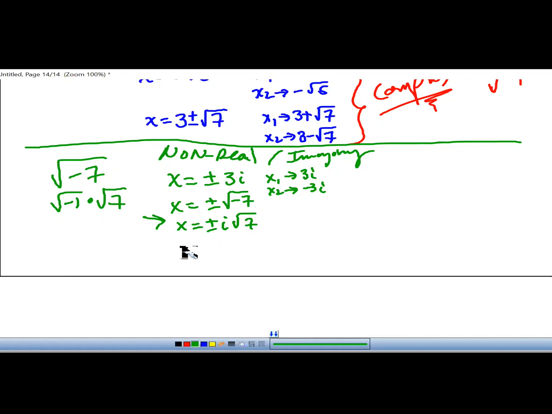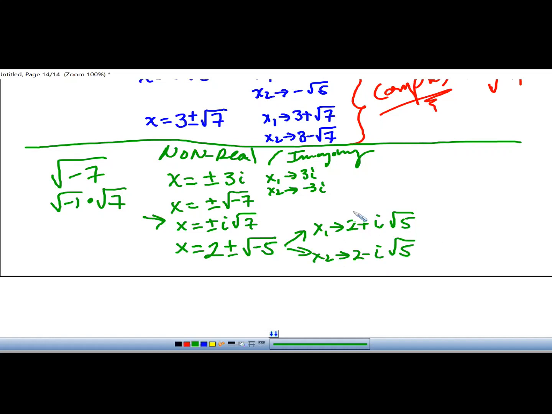How about this? X equals 2 plus minus square root of negative 5. What would be my two solutions? My two solutions are x sub 1 is 2 plus i square root of 5, and x sub 2 is 2 minus i square root of 5.